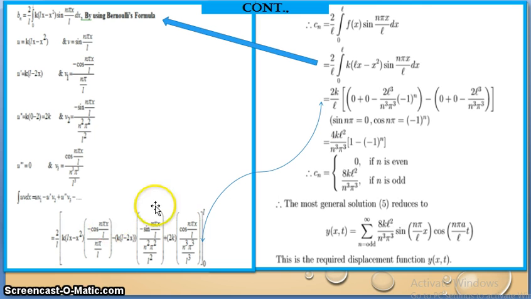Therefore cos n pi is nothing but minus 1 whole power n. Cos 0 we get 1. Then expand this one, we get 4k L square divided by n cube pi cube into (1 minus (minus 1) whole power n). Put n equal to odd, we get 0. Put n equal to even, we get 8k L square divided by n cube pi cube. Therefore substitute the Cn value from equation number 5, we get y of x comma t equal to summation n equal to even to infinity 8k L square divided by n cube pi cube sin(n pi x by L) into cos(n pi a t by L).